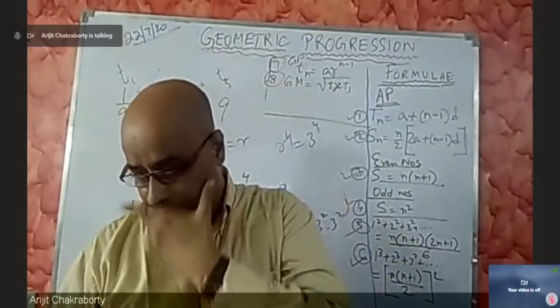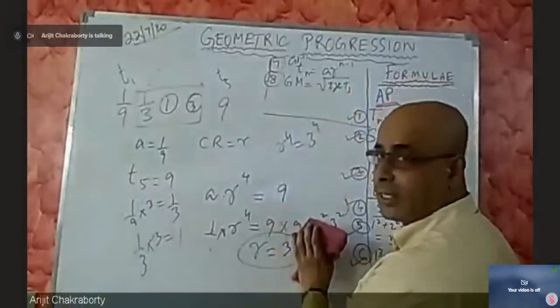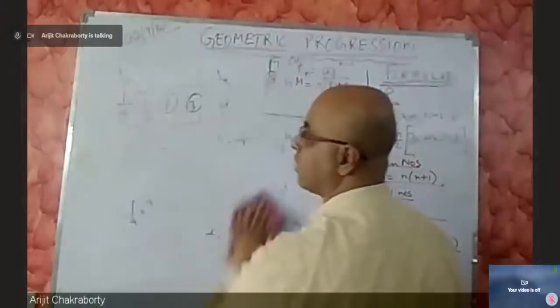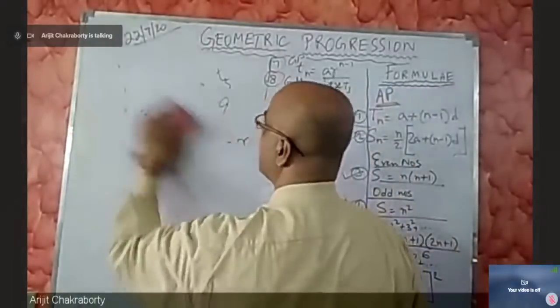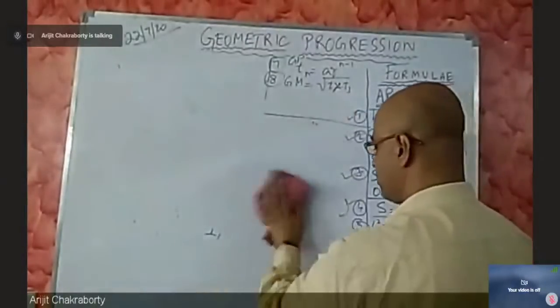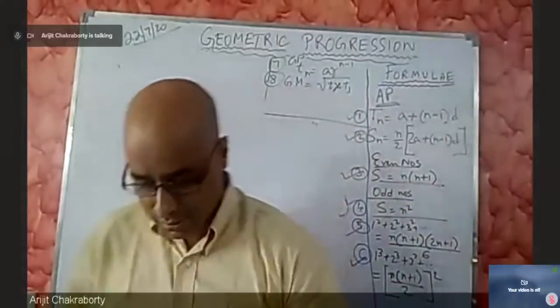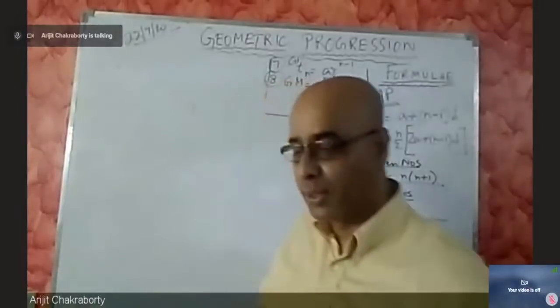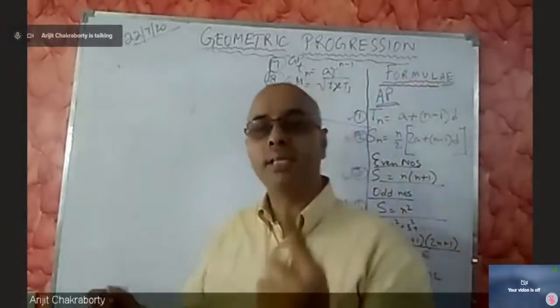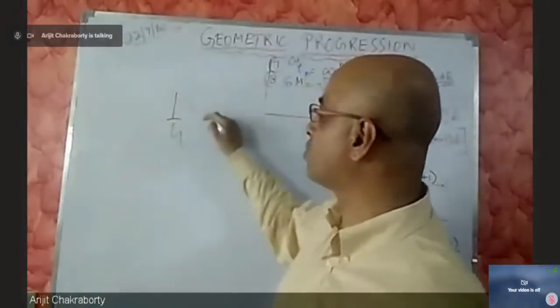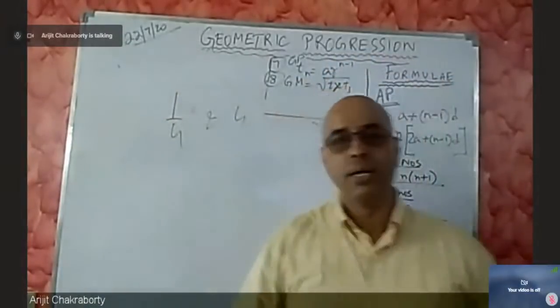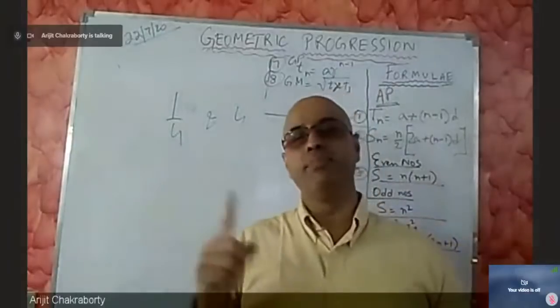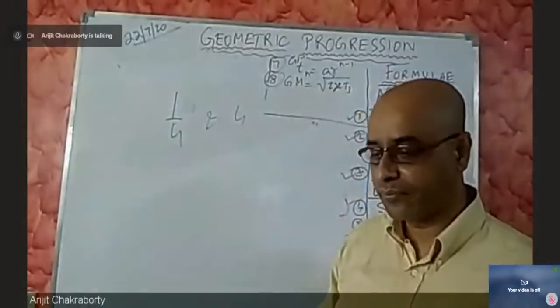Right, next one. Very easy. I have taken a difficult one first. Now I'll take an easy one so that it becomes a cakewalk for you. Very easy problem now. You will be completing it in a few seconds, maybe nanoseconds, some of you. You have to insert one geometric mean between 1/4 and 4.